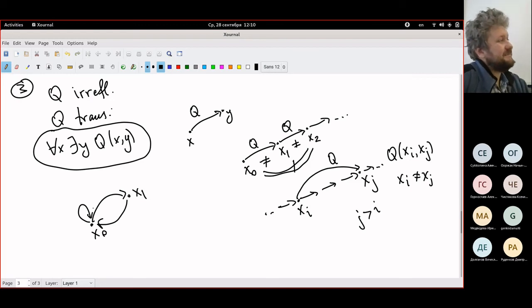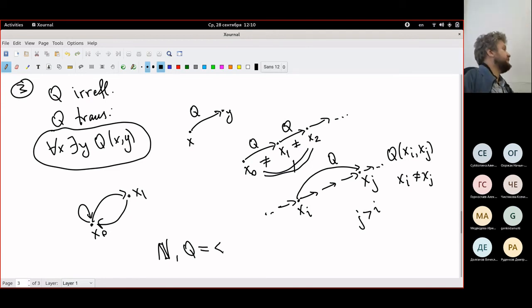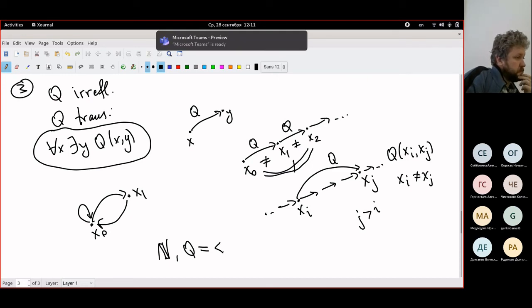So the model should be infinite, but the formula is satisfiable, so we can take, for example, the natural numbers, and for Q, we can take less than. It's transitive, it's irreflexive, and for any x, there is a bigger element. So this is an example. Now, questions on Teams, okay?